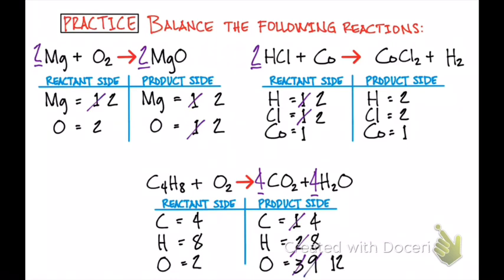Alright, so the number of carbon atoms and hydrogen atoms are balanced. And so everything is balanced except for oxygen. So we can add a coefficient of 6 here. So we can get a total of 12 because we need a total of 12 on the reactant side to match with the 12 on the product side. Alright, so this is a balanced chemical reaction equation.